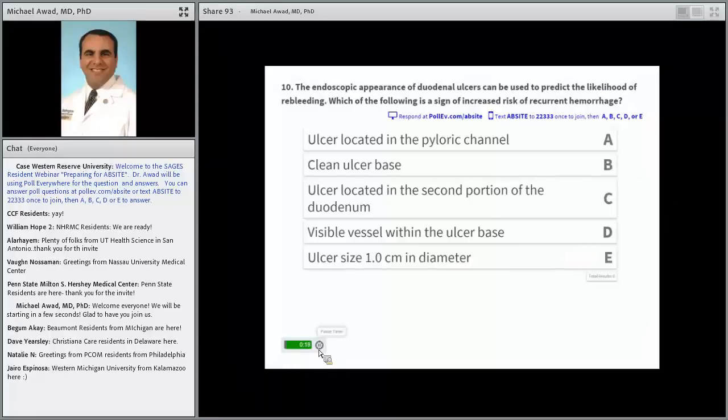Number 10. The endoscopic appearance of duodenal ulcers can be used to predict the likelihood of rebleeding. Which of the following is a sign of increased risk of recurrent hemorrhage? Ulcer located in the pyloric channel, clean ulcer base, ulcer located in the second portion of the duodenum, visible vessel within the ulcer base, or ulcer greater than 1 centimeter in diameter.